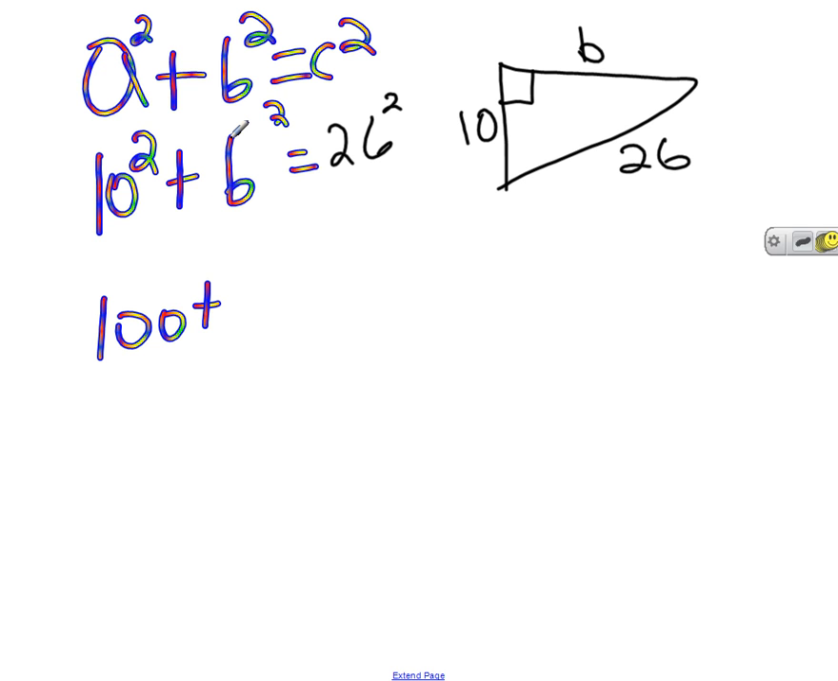Okay, 100 plus b squared equals 26 squared. 26 squared is 676. Replace 26 squared for 676.